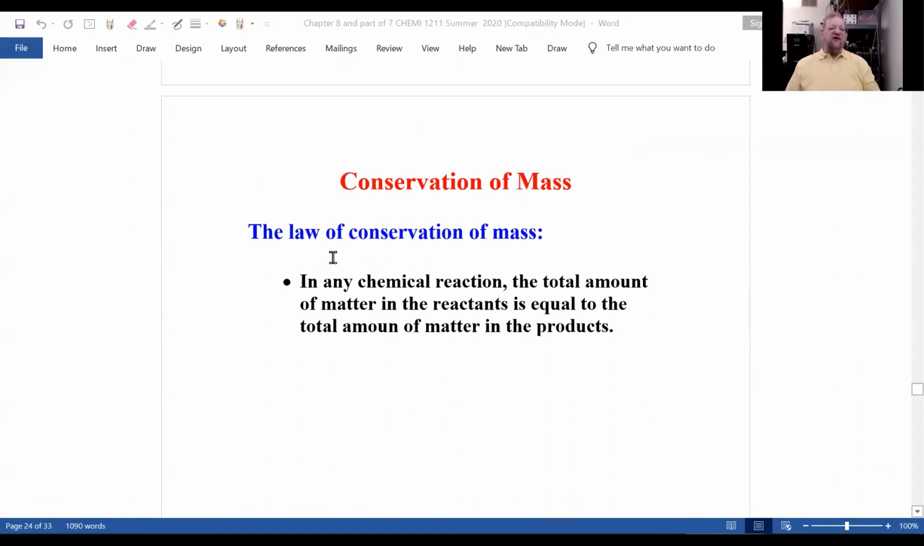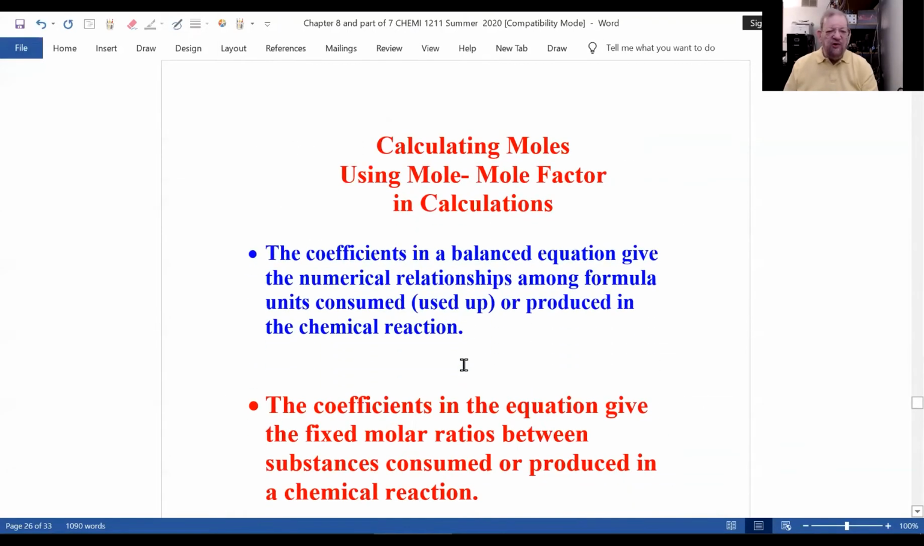And let's talk about, and I'll never ask on a test, but conservation of mass. There's the law of conservation of mass in any chemical equation. The total amount of matter in the reactants is equal to the total amount, the dreaded T virus got me, total amount of matter in the products. Now, how do we use that? We use that for calculating moles using a mole factor in a chemical equation or calculation.